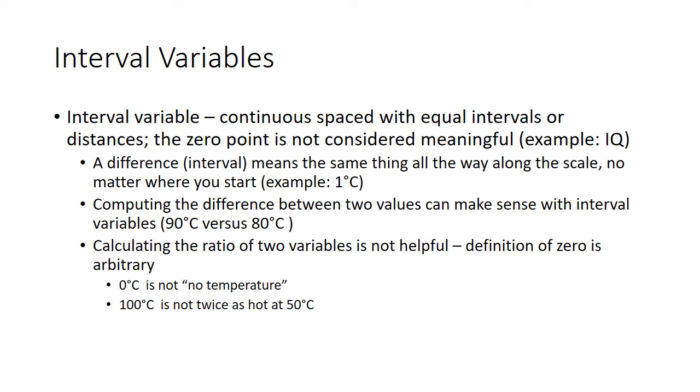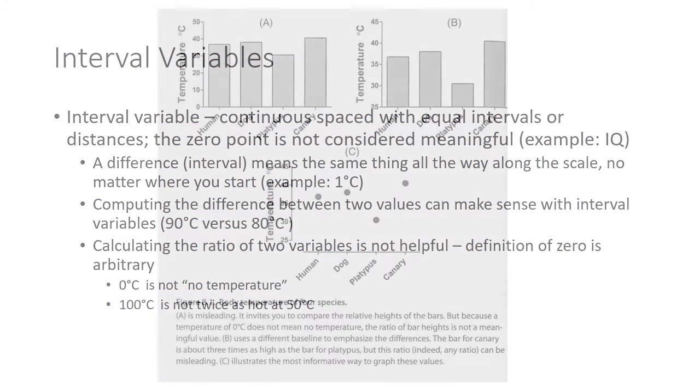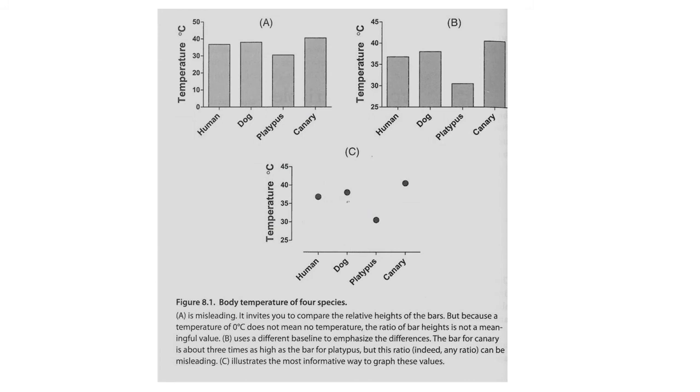And so you can't look at the ratio of these two values, because 100 degrees centigrade can't really be considered twice as hot as 50 degrees centigrade. This is the key point of these interval variables: the 0 point is not considered meaningful. So the important thing to keep note of is that with interval variables, you can do differences between different values, but you can't really do ratios.